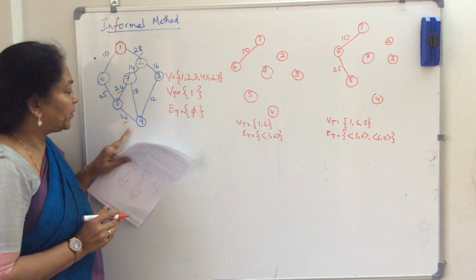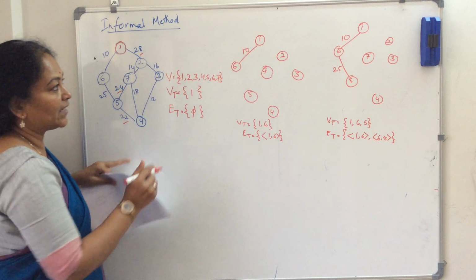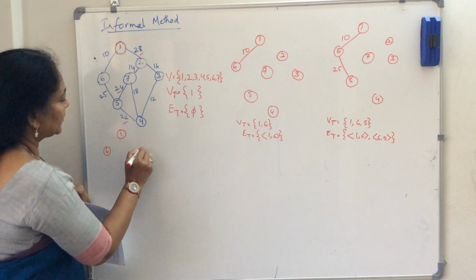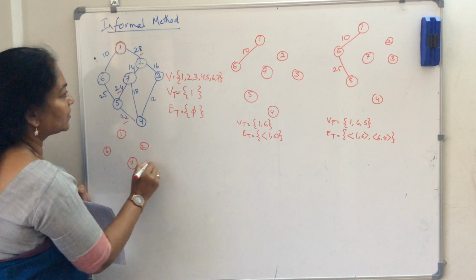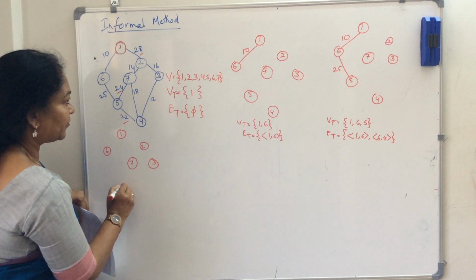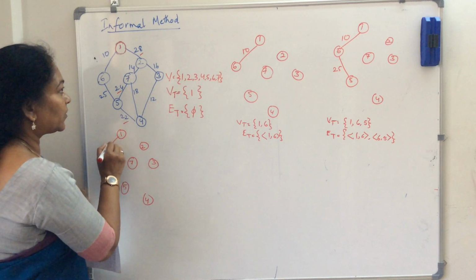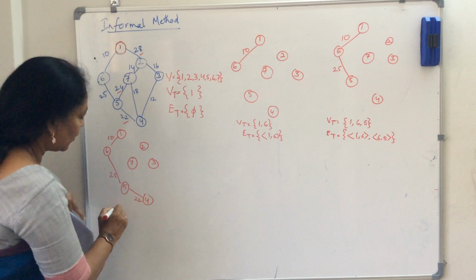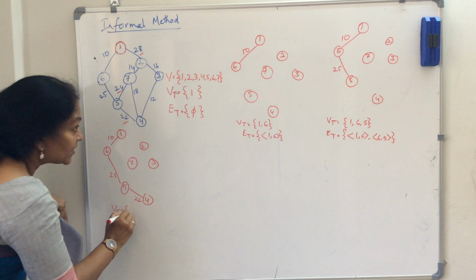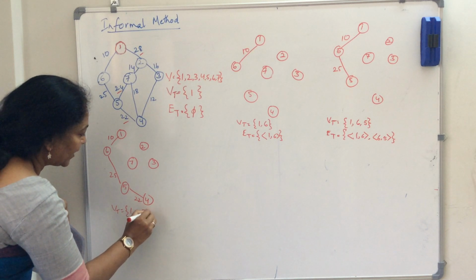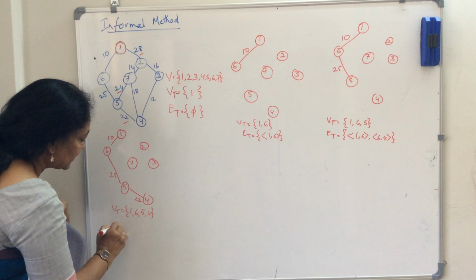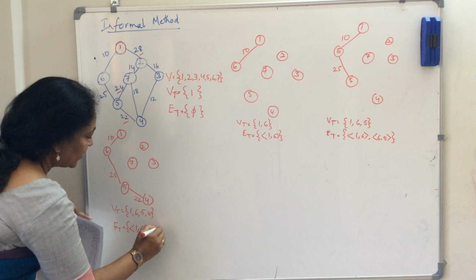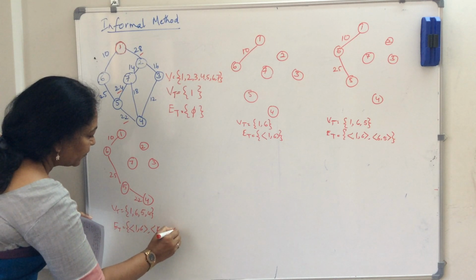Among these, which one is minimum? 22 is minimum. So you have to consider that. So now the graph will become 1, 6, this is 2, then 7, and this is 3, and this is 5 and 4. So these are already there, 10, and this is 25, and now this is 22. Now update these two sets. VT is equal to 1, 6, 5 and 4, and ET is equal to 1 to 6 and 6 to 5 and 5, 4.